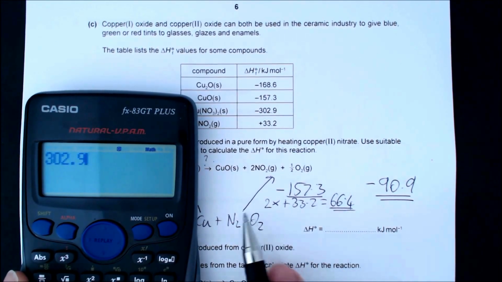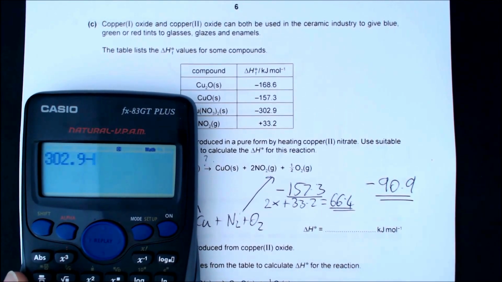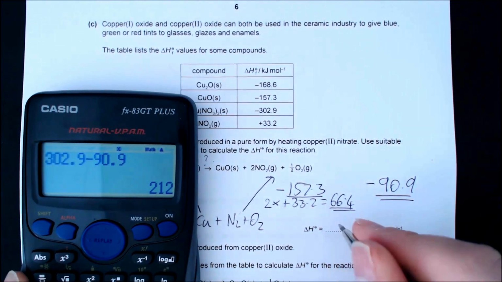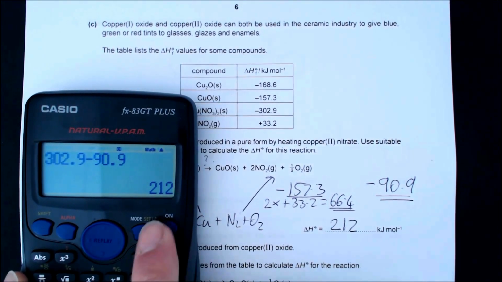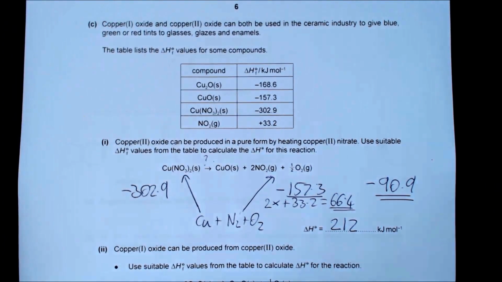There you go. And then we go with the arrow here. So that's keep the sign the same. So that's going to be minus 90.9. And that's going to give us 212. And that goes in there. All right. So we get 2 marks for that. So it's not bad.